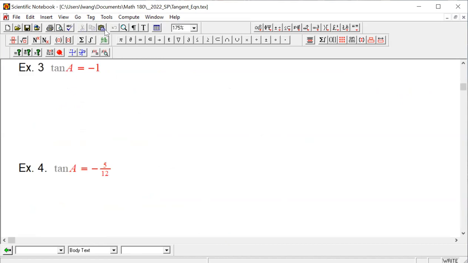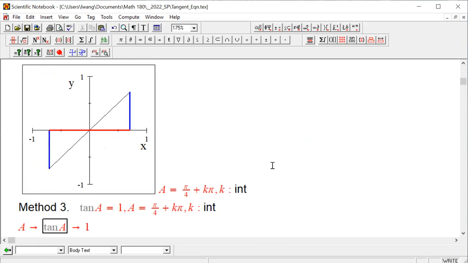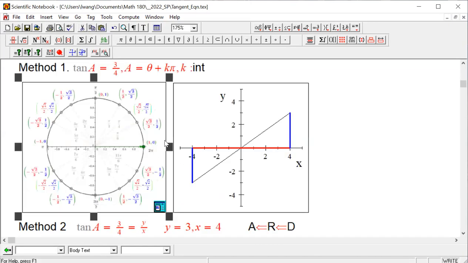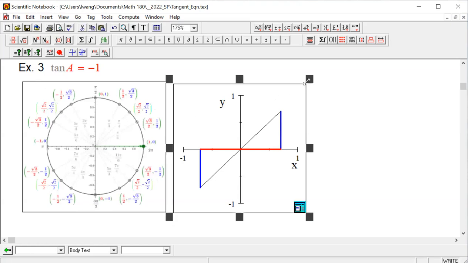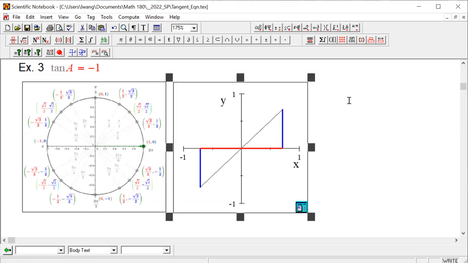I'm going a little faster. If you have trouble, let me know. Okay, so I'm going to be combining method 1 and method 2 now. I think we can. And if you have any issues, get back to me.